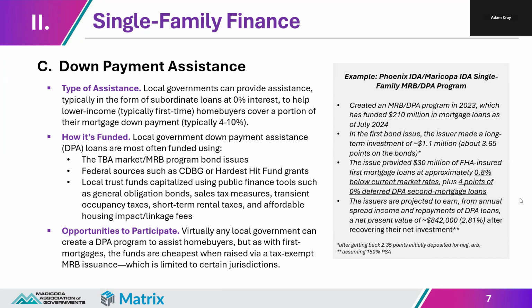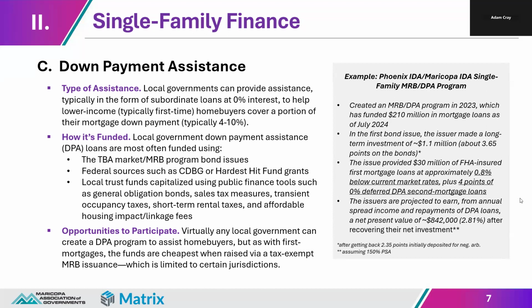And so these kinds of programs provide subordinate loans at 0% interest for a large portion of the down payment to help people get there. The way these programs are funded, they can be funded through a TBA program or a mortgage revenue bond program like we talked about on the first mortgage side. Typically, as we'll talk about in a second with Phoenix and Maricopa, you run a program that provides both first mortgages and DPA assistance to help lower income buyers.